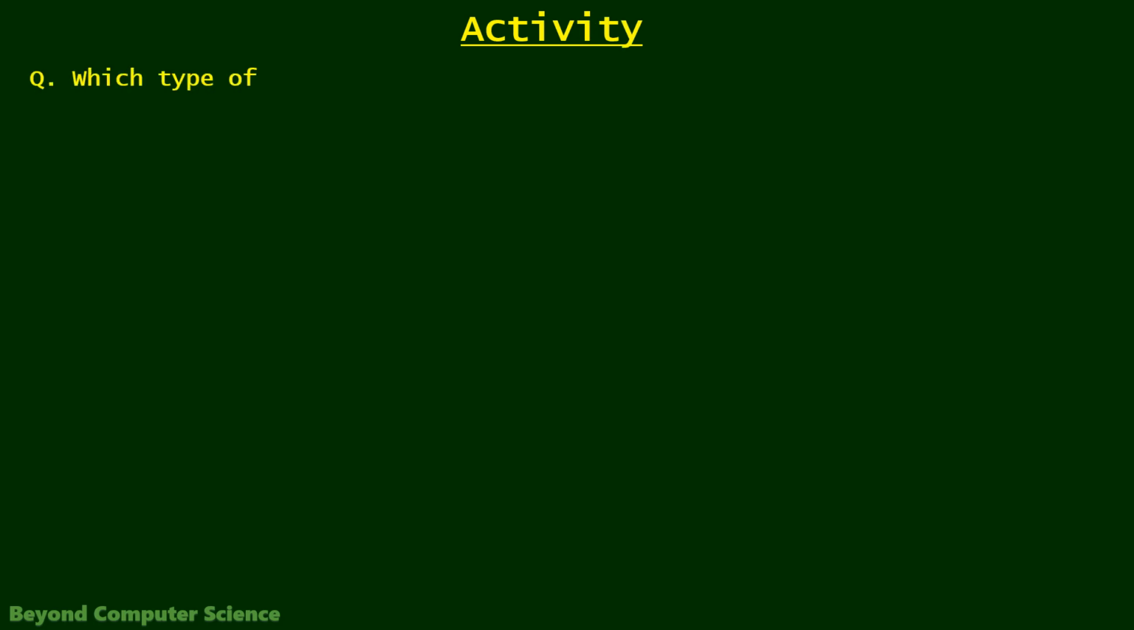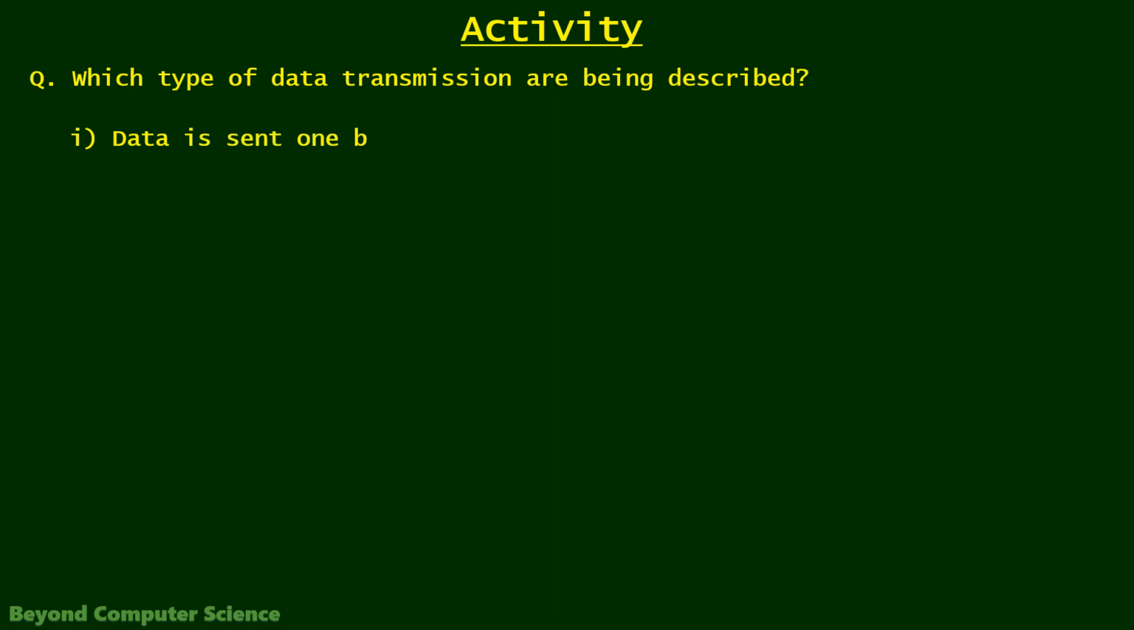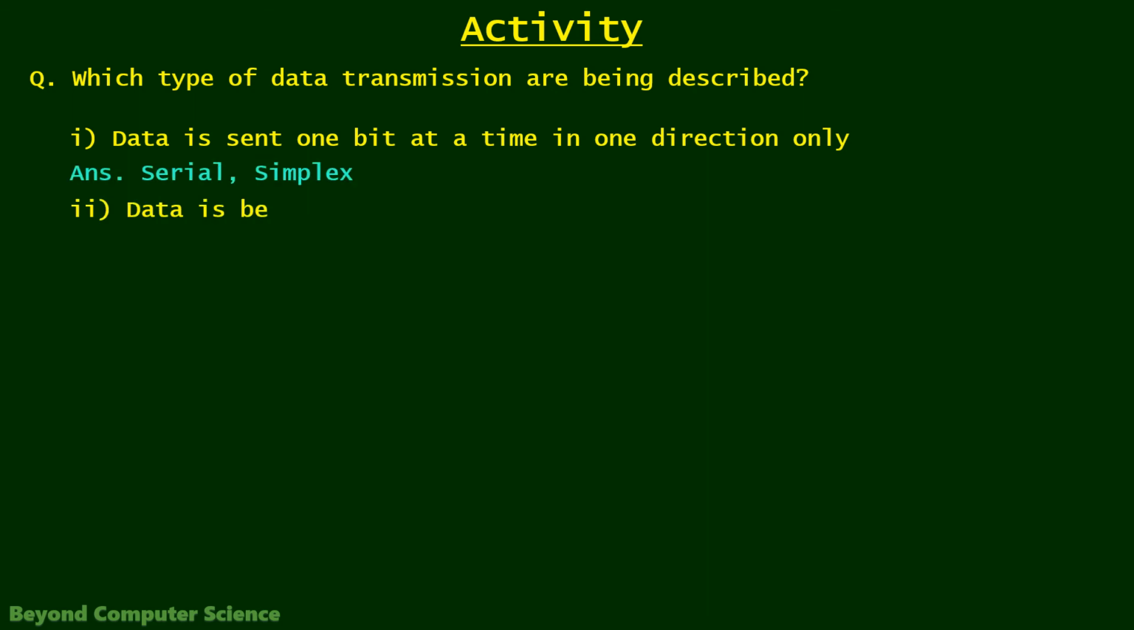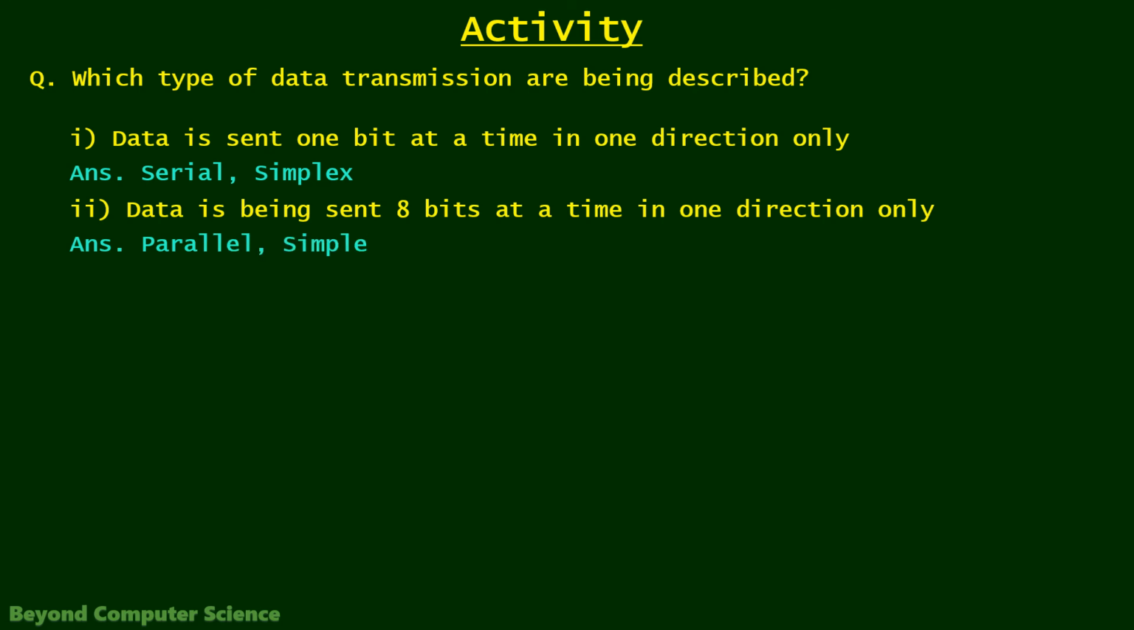Another activity question: which type of data transmission is being described here? You have to understand what kind of transmission is being described. The first one is data sent one bit at a time in one direction only. One bit at a time means serial, and one direction only means simplex. So, serial simplex. The next one is data sent 8 bits at a time. 8 bits at a time is more than one, so we have 8 wires to transmit. So it is parallel, and in one direction only means simplex. Parallel and simplex.